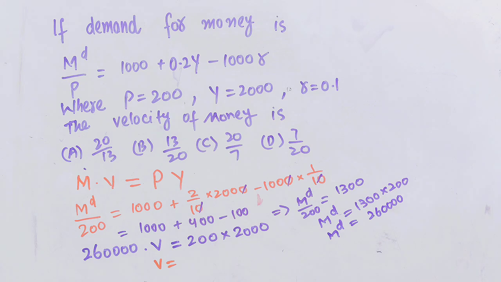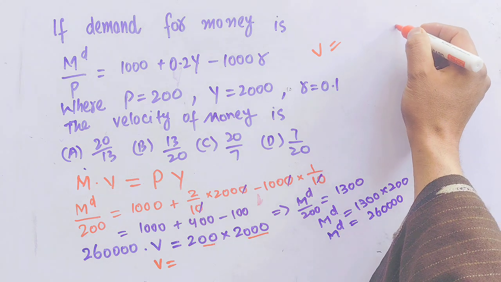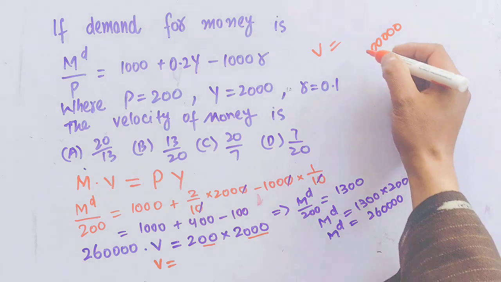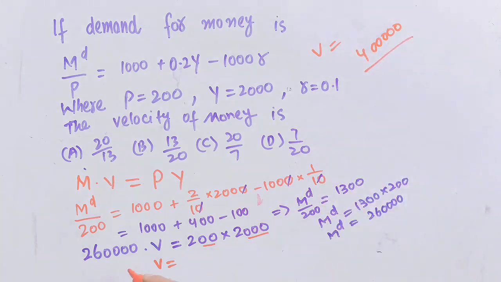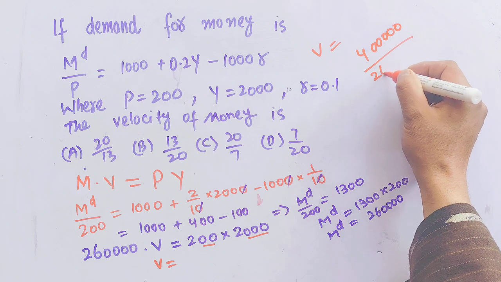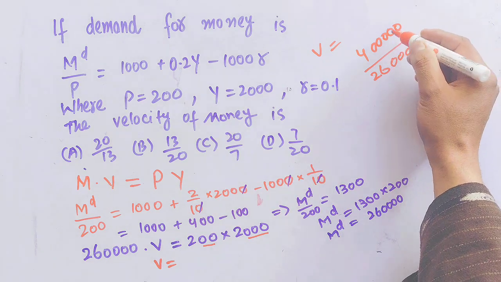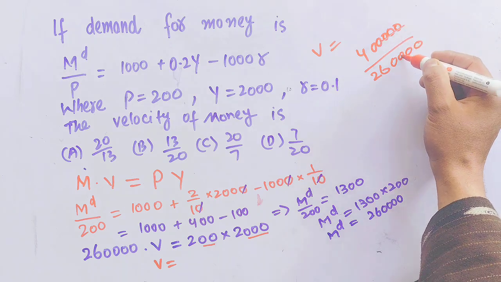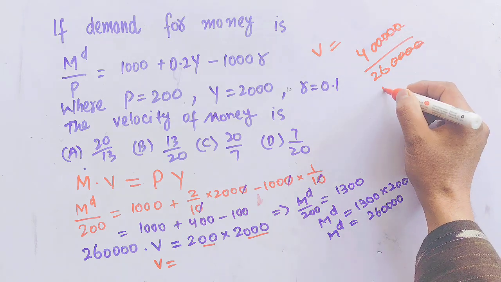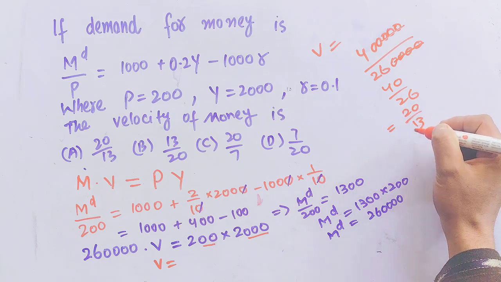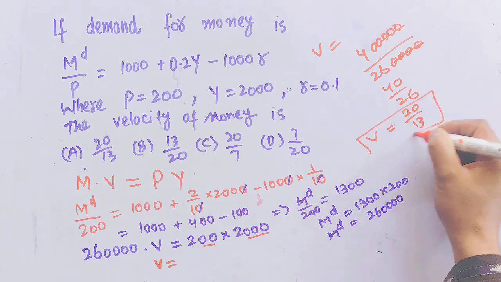That gives us velocity will be equal to, okay, let me see, so we have 2 zeros and 3 zeros, that is 5 zeros, times 2 twos are 4, divided by 26, and we have 4 zeros. So the zeros get cancelled, so we are left with 40 upon 26, which gives us 20 upon 13 as the velocity of money.